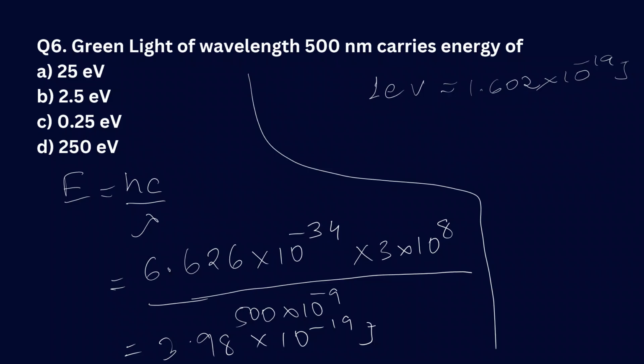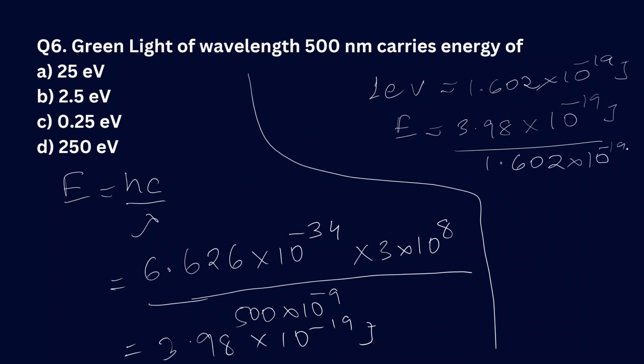So E equals 3.98 into 10 to the power minus 19 joule divided by 1.602 into 10 to the power minus 19 joule, which is 2.4843. So we will put option B. B is the correct answer.